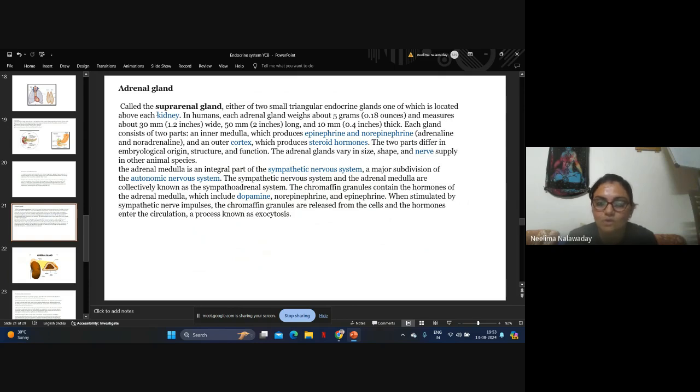Adrenal glands are also called suprarenal glands. Supra means above the kidneys, on top of the kidneys. They are either of two small triangular endocrine glands, one of which is located above each kidney. Each gland weighs 5 grams and measures 30 mm (1.2 inches) wide, 2 inches long, and 10 mm thick.